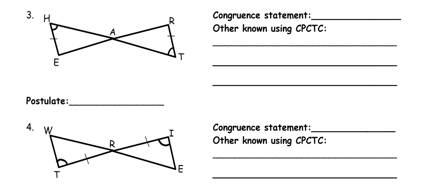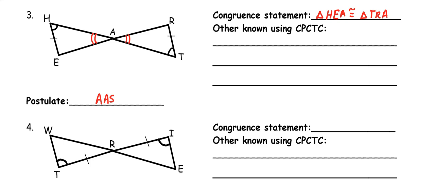Number 3, in a bow tie problem, remember that you can always also mark vertical angles are congruent. So in this case, we used angle side because the side is only touching one of our angles. So angle side. When we name our triangles, be careful here. So the first triangle, it doesn't matter how we name it, so we'll just name it HEA is congruent to. Make sure that your angles are matching up. So in the second triangle, we would have TRA.